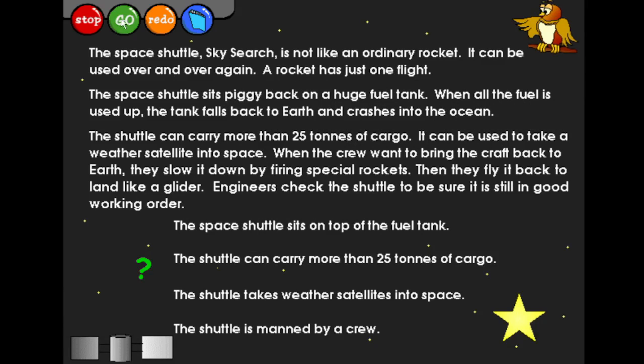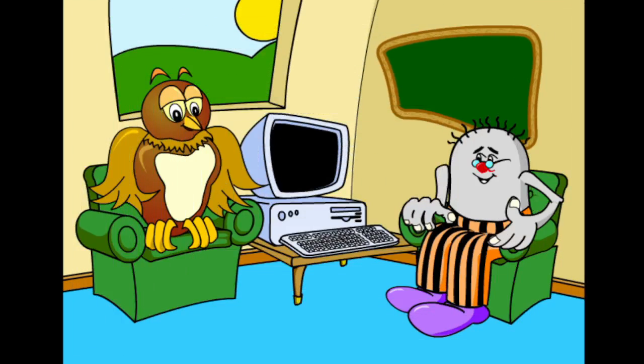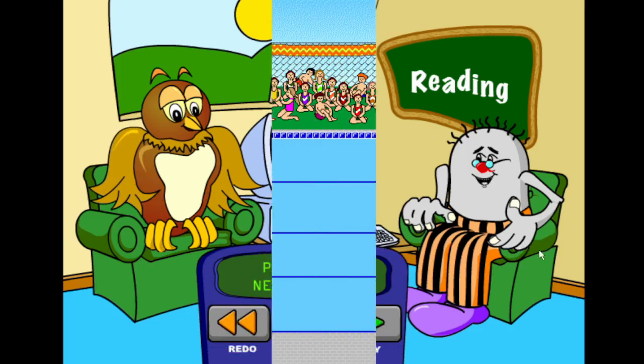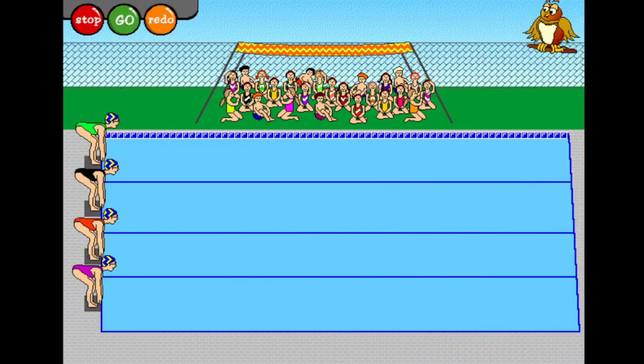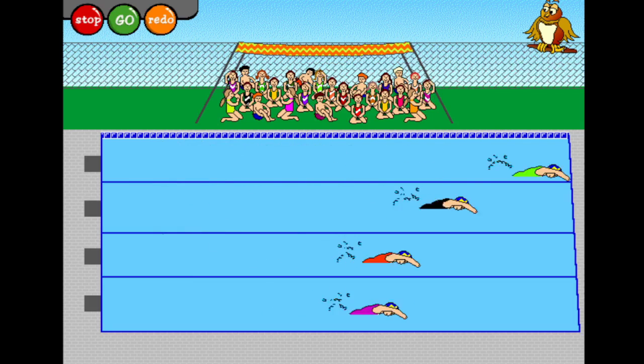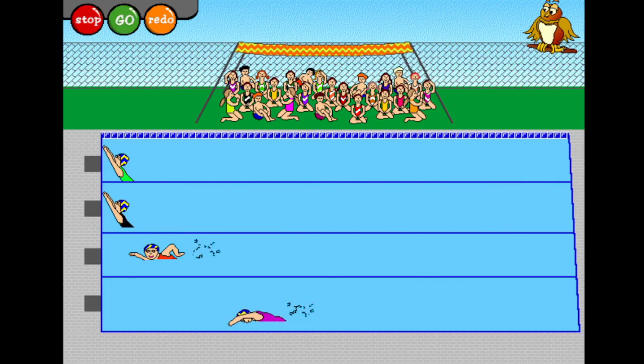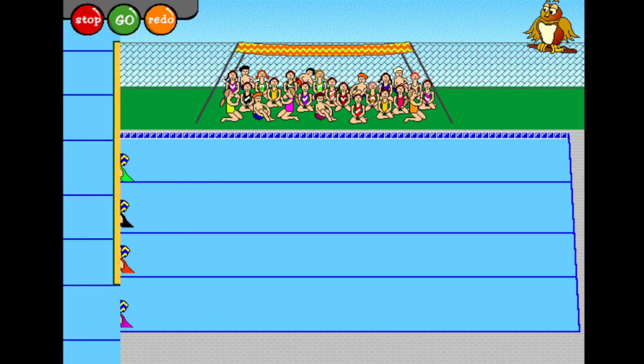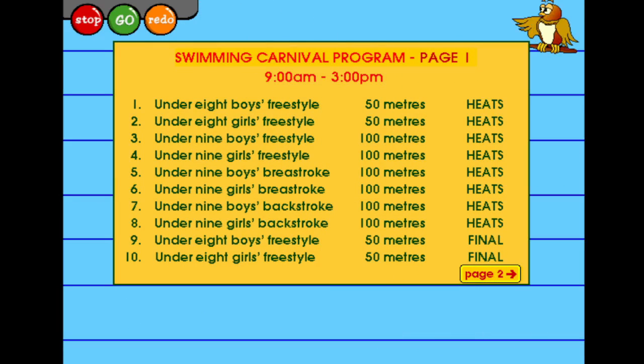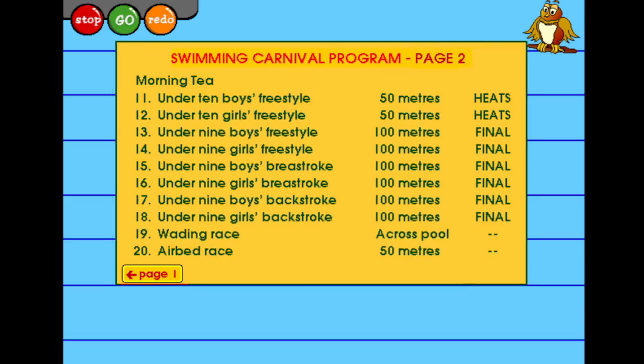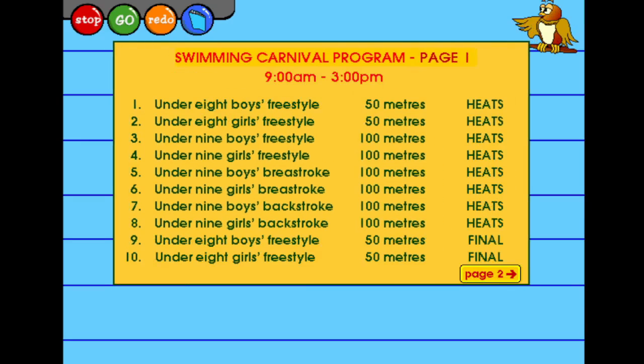Terrific! Click on Go to do some. You're doing really well. Unit 16, Reading. Click the rewind button. There are 2 pages to the swimming carnival program. Look carefully at page 1. Click on the book if you would like me to read it for you, or click on page 2 to turn the page. You can return to page 1 at any time.